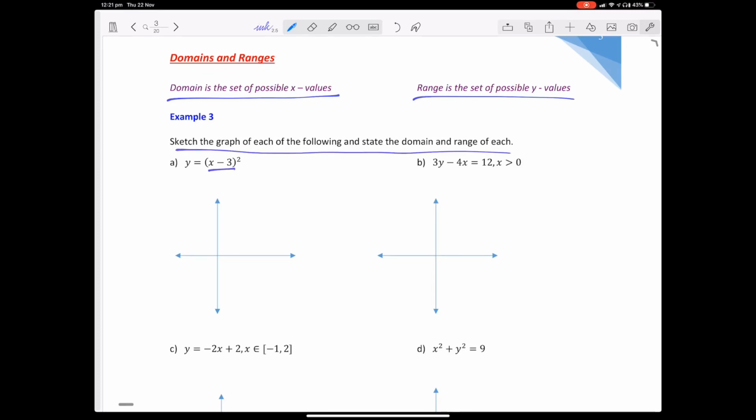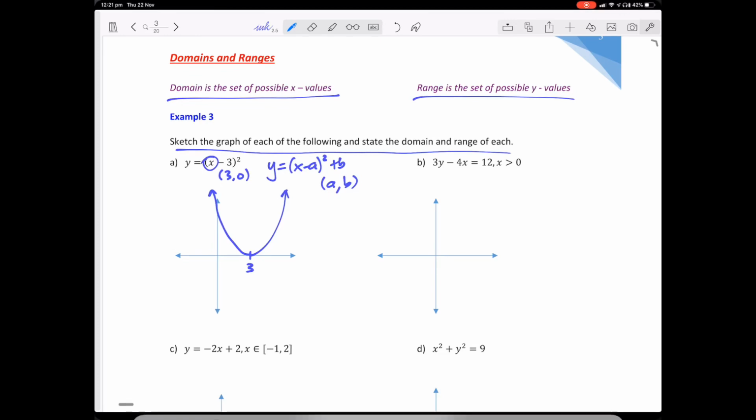This graph here is a parabola, and it's been translated 3 units to the right. Sorry, it doesn't start at 3, it turns at 3. If you're unsure about it, remember when you've got y equals (x minus a) squared plus b, your turning point is at (a, b). In this case, my turning point is at (3, 0). Because it's a positive x squared, it's got to be a happy face, so it's going to go up like that. It says state the domain and range.